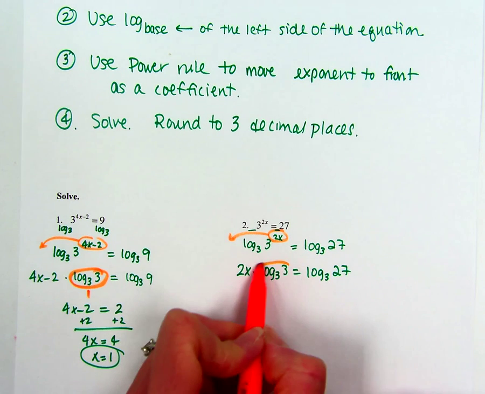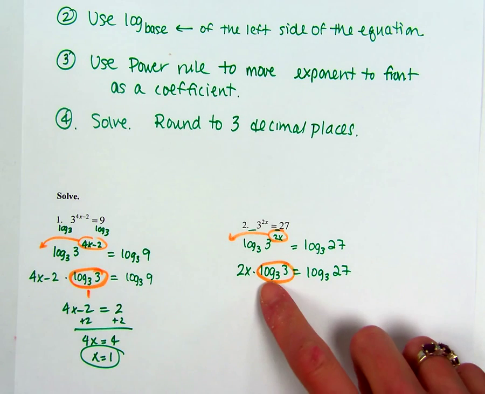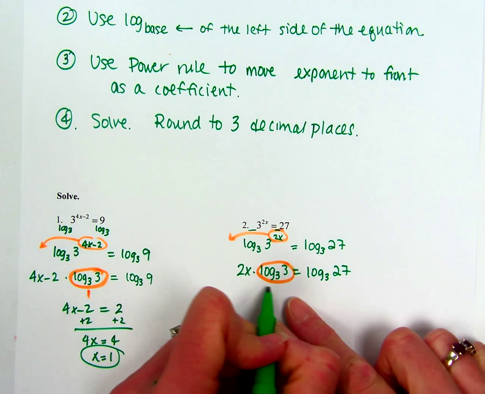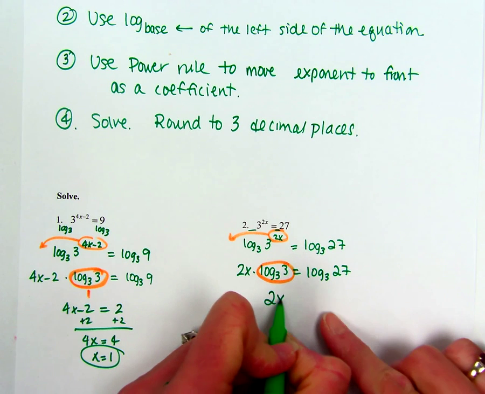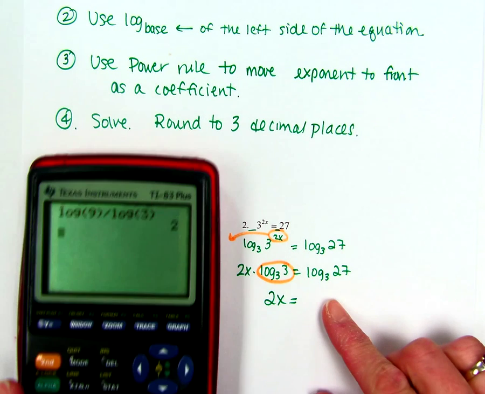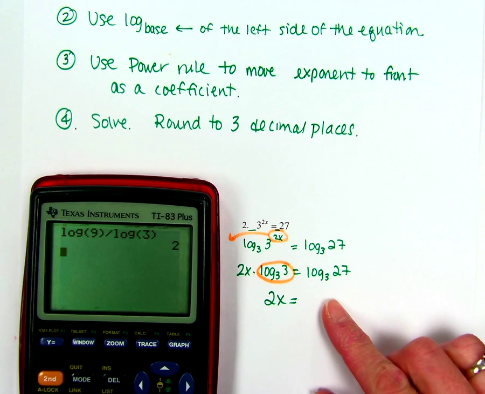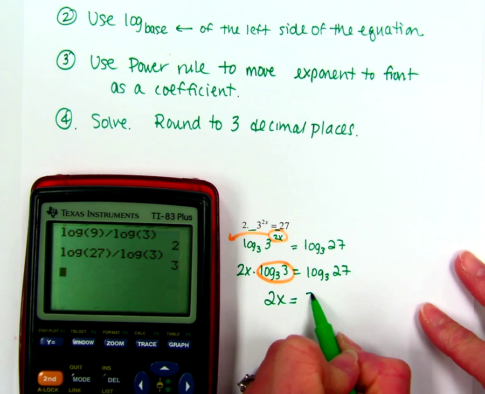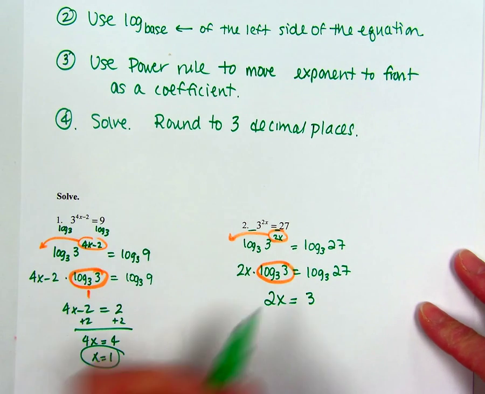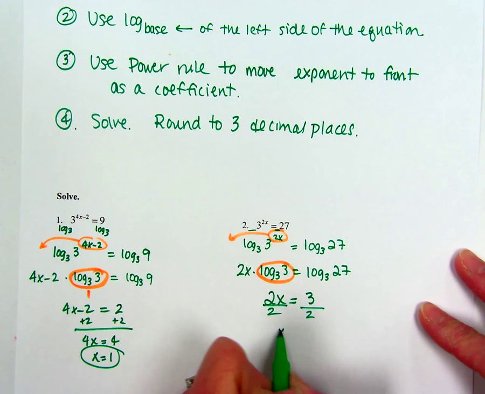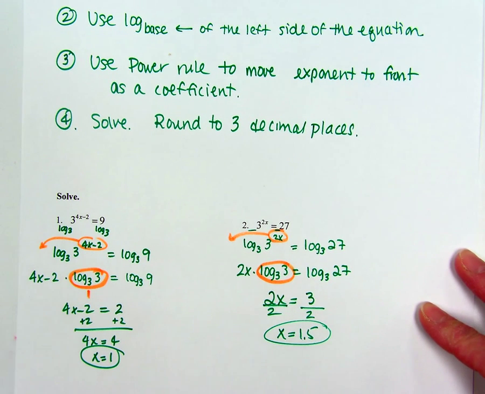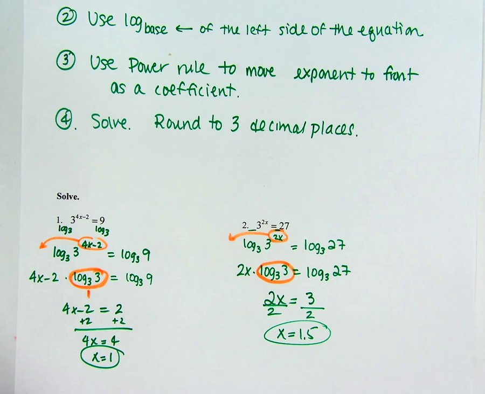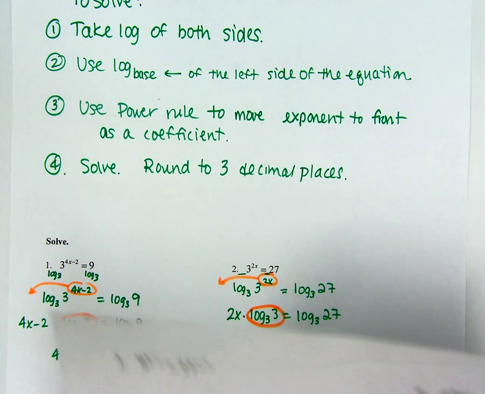And then again, our shortcut rule, if we have the same base, log base 3 of 3 is just 1, so this is 2x times 1. So that's just 2x. Log base 3 of 27, we're going to use our calculator, and we're going to do log 27 divided by log of 3, and that gives me 3. So now you know how to solve from there. You divide by 2, and we get x equals 1.5. Okay, when you're ready, flip to the other side, and then we're going to continue to do that.